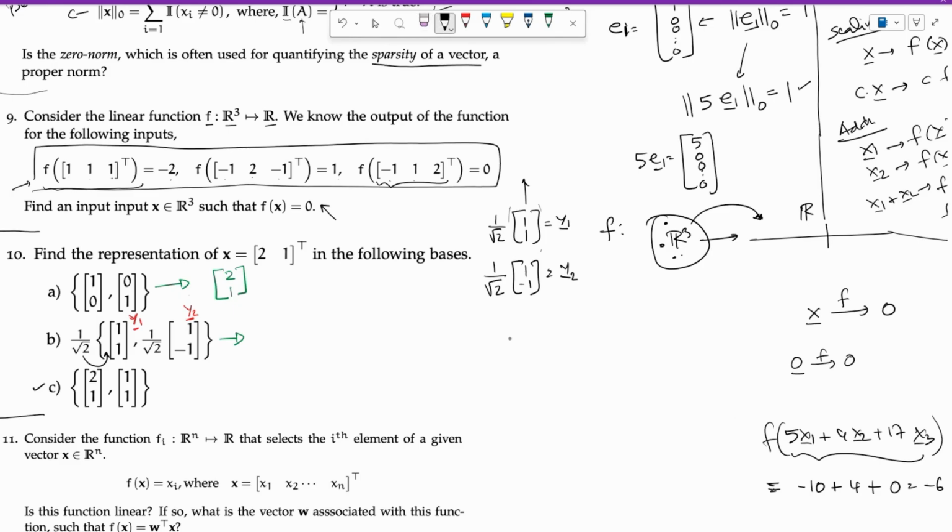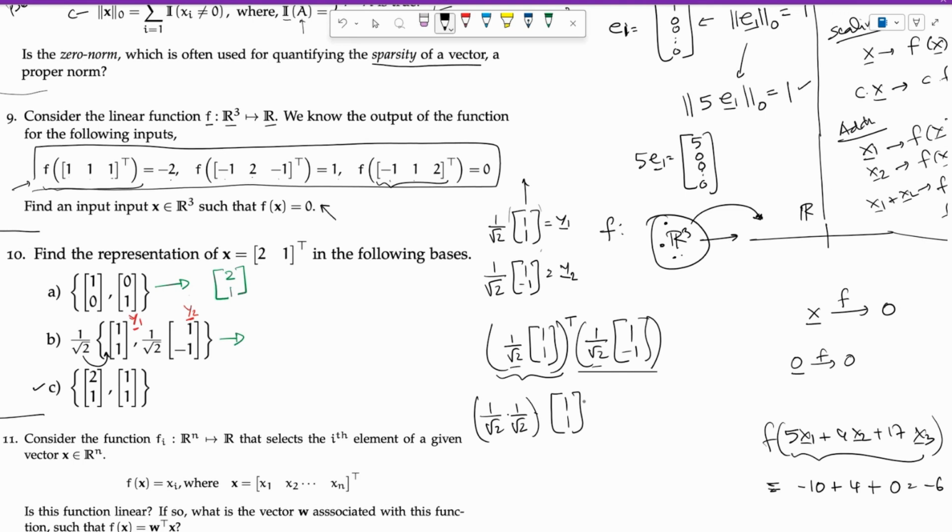Yeah. We're talking about 1 by root 2 times the vector (1, 1) transpose, times 1 by root 2 times the vector (1, -1). You can take the scalars outside. That means you can take the 1 by root 2 outside from the first vector and the 1 by root 2 outside from the second vector. That will be 1 by root 2 into 1 by root 2, which will be simply 1 by 2. And then you have (1, 1) transpose (1, -1), which is nothing but 1 by 2 into (1, 1)(1, -1). What is the end product?